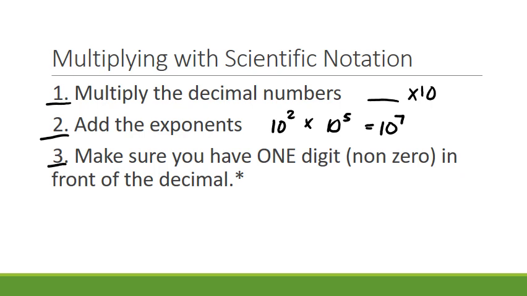Step 3, make sure you have one digit, non-zero, in front of the decimal, meaning in front of the times 10. This number needs to be between 1 and 10. So you might have to move the decimal a little bit. Now notice in our foldable we have an asterisk there, so let's explore what we need to do if it's not between 1 and 10.